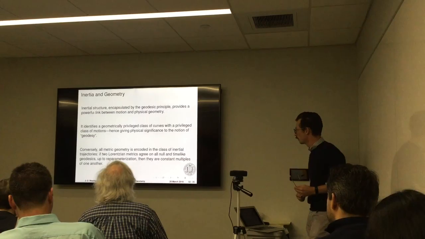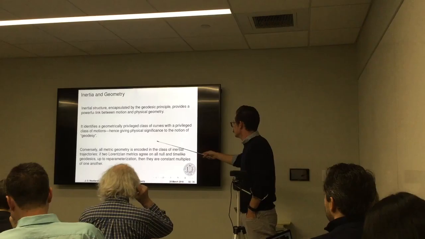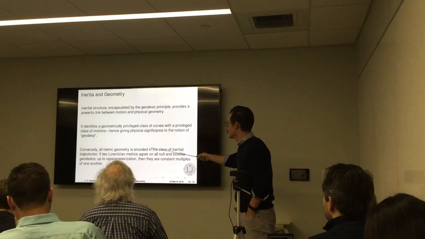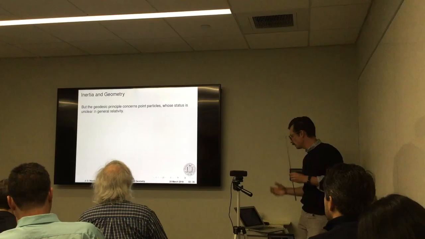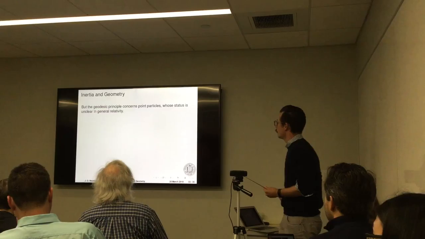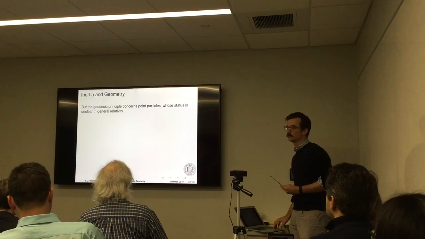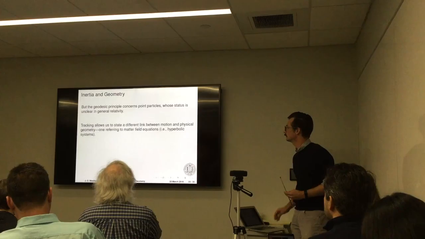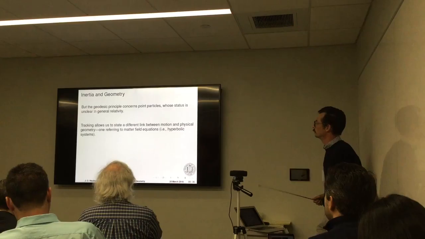And as I noted, conversely, you can show that there's a certain sense in which precisely that connection, that information about which curves are the physically privileged ones, allows you to reconstruct what the space-time metric must be. And so we see this strong link between geodesic principle and physical geometry. But you might have been dissatisfied by that as a general matter because the geodesic principle concerns a kind of entity that in some sense is physically impossible by the lights of general relativity. And so what I want to suggest is that tracking allows us to state this link between motion and physical geometry in a different way.